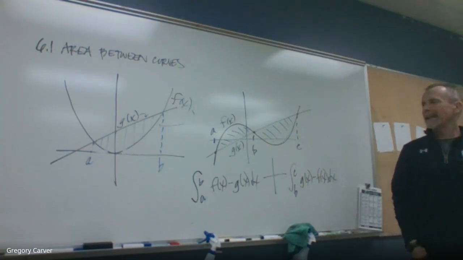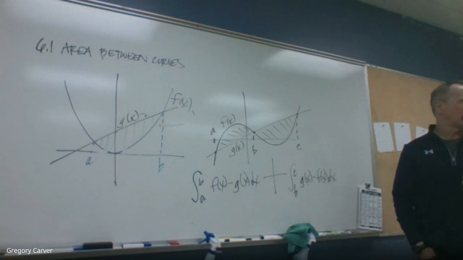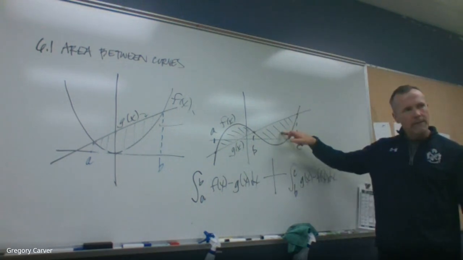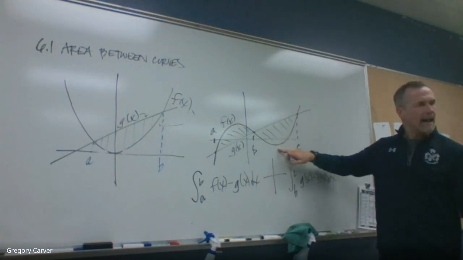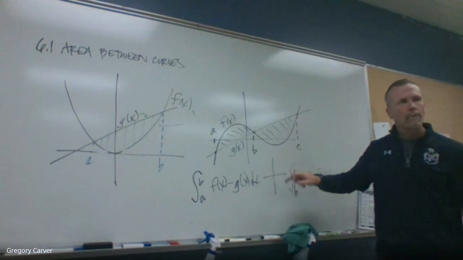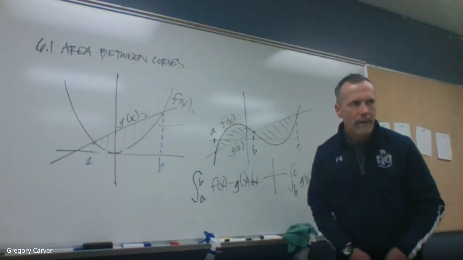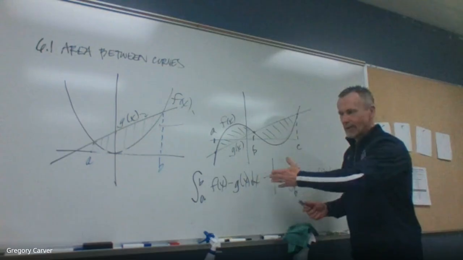Do you guys see the problem? I can't go from A all the way to C, right? Because if these are in the wrong order, isn't this going to be negative? If I do G minus F, I'll get the same number, but it'll just be negative, won't it? All right, now hang on here. We're assuming that these are in the correct order.